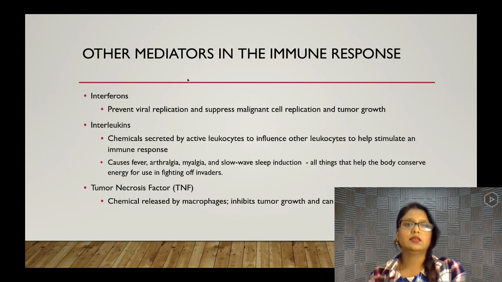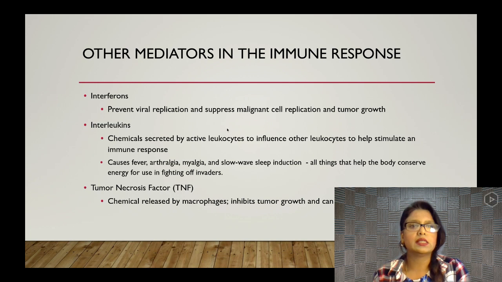Okay, next, the other mediators in the immune responses. There are other chemicals, one is interferon. It prevents viral replication and suppresses malignant cell replication and tissue growth. Interleukins are chemicals secreted by active leukocytes to influence other leukocytes to help stimulate an immune response, and they cause fever, arthralgia, myalgia, and slow wave sleep induction, all things that help the body conserve energy for use in fighting off invaders. So interleukins is another chemical.